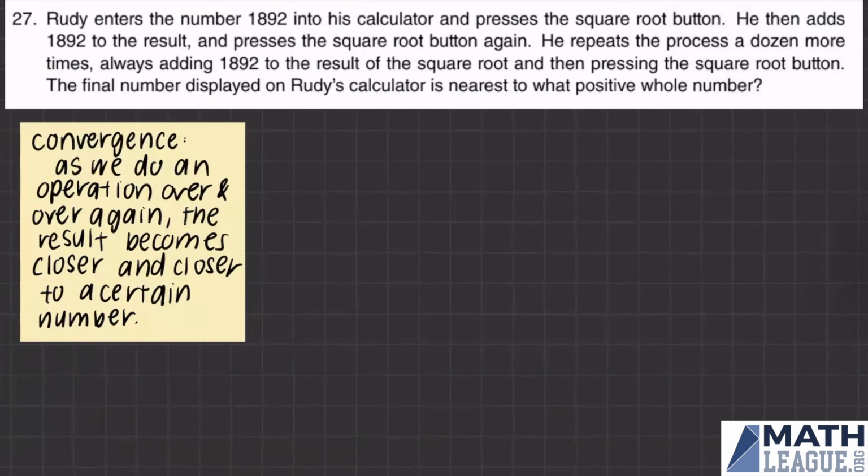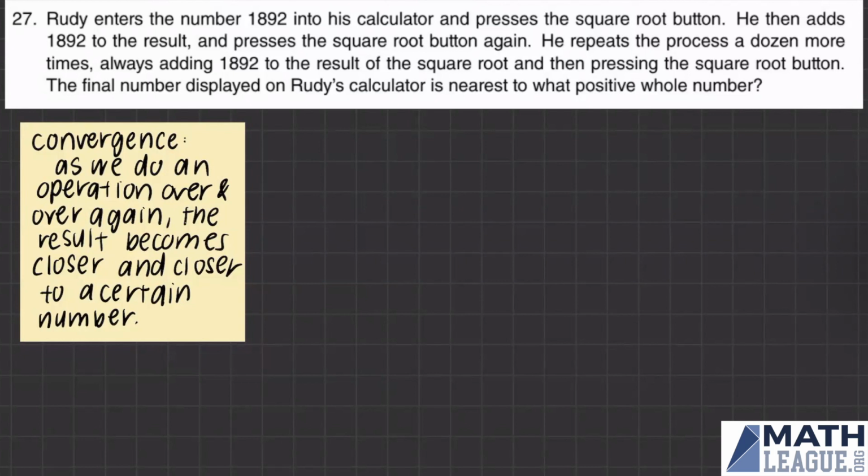The problem reads: Rudy enters the number 1892 into his calculator and presses the square root button. He then adds 1892 to the result and presses the square root button again. He repeats the process a dozen more times, always adding 1892 to the result of the square root and then pressing the square root button. The final number displayed on Rudy's calculator is nearest to what positive whole number?